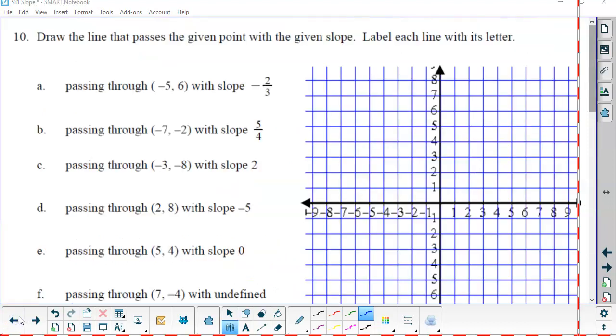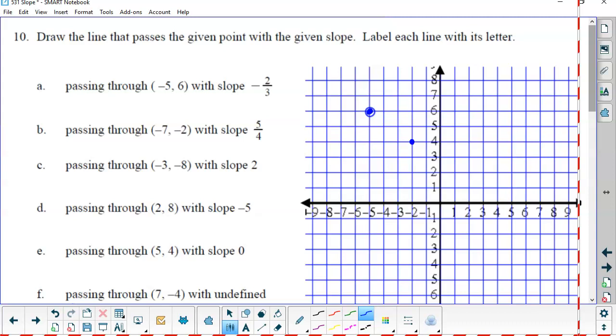Okay, right-hand side of the page. Now we're going to practice drawing some lines. So slope won't tell us enough about a line. We always have to have a point. So it says draw the line that passes through the given point with the given slope. Okay, so we have to plot the point first. So -5, 6 with slope of -2/3. So the negative is out front. You can use that either with the 2 or with the 3. I always start with the numerator because that's the rise, right? So I'm going to go down 2 and then 3 units to the right and put a point.